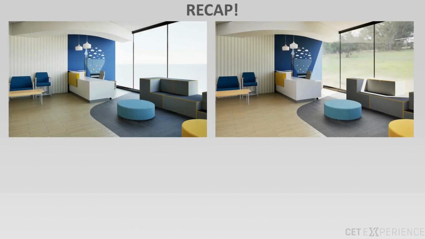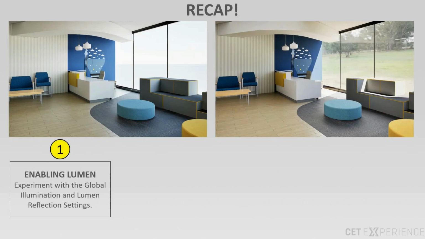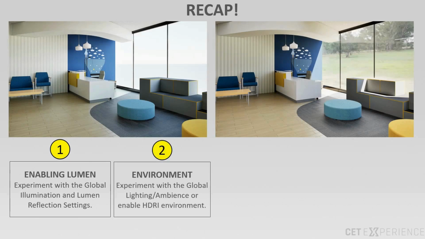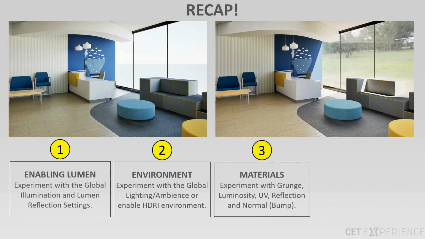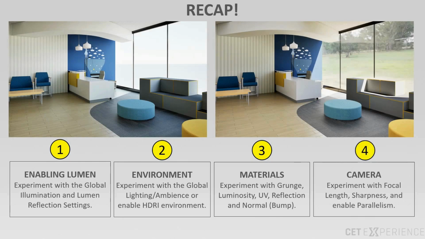Before I give the floor to Kate, let me just do a very quick recap of the Lumen rendering process. So first, you have to enable Lumen, experiment with the global illumination and lumen reflection settings. Experiment with environment, like adjusting the global lighting or ambience, or enable HDRI. Modify the materials like the grunge, luminosity, UV, reflection, and normal, which is the bump. And adjust the camera angle like the focal length, sharpness, and enable parallelism. Then the normal export time usually ranges from 1 to 2 minutes, especially for medium-sized spaces.